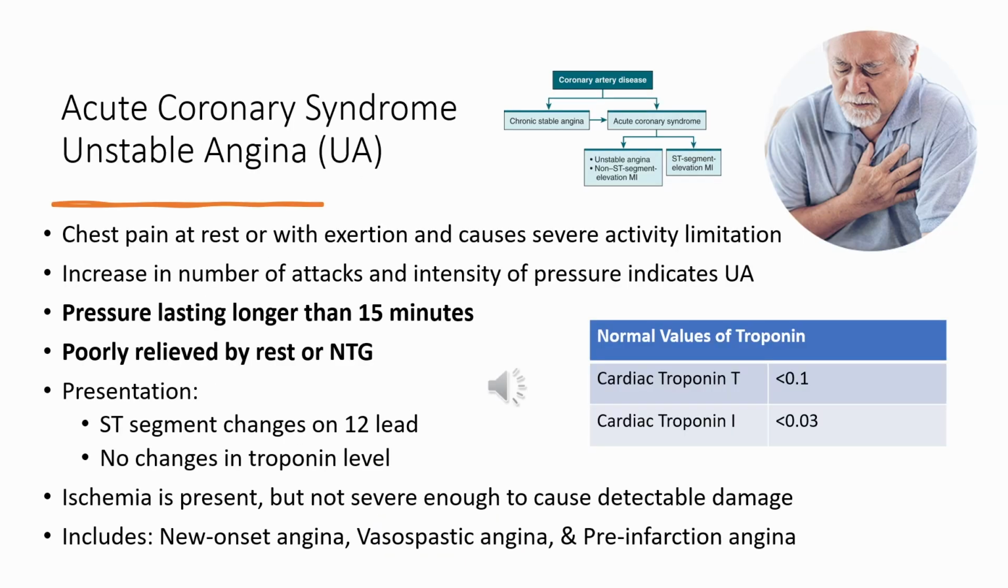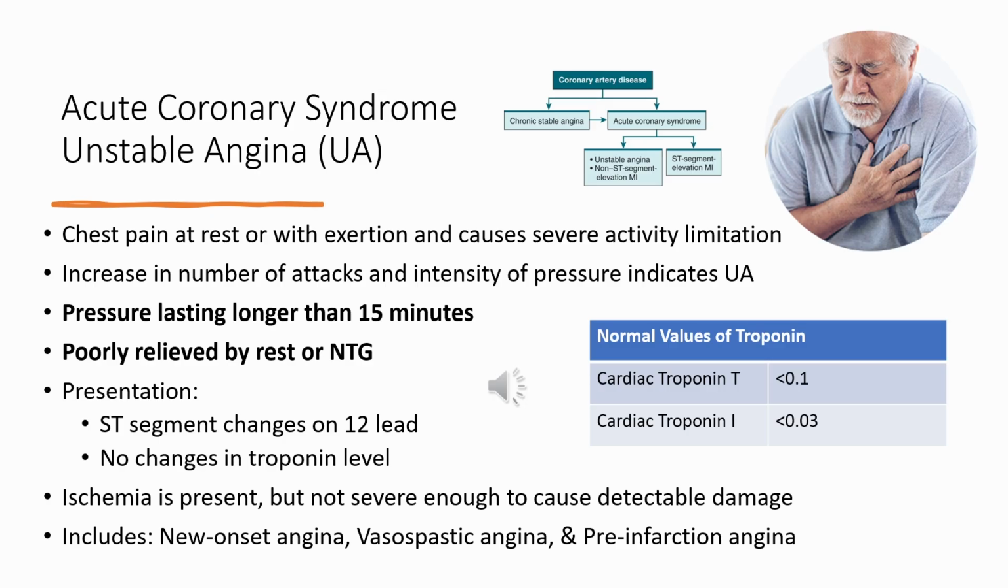All right, so let's talk about unstable angina. This is a more serious and unpredictable form of angina as compared to chronic stable angina. Again, it's going to be classified under acute coronary syndrome, and it serves as a warning sign of a potential myocardial infarction or heart attack.